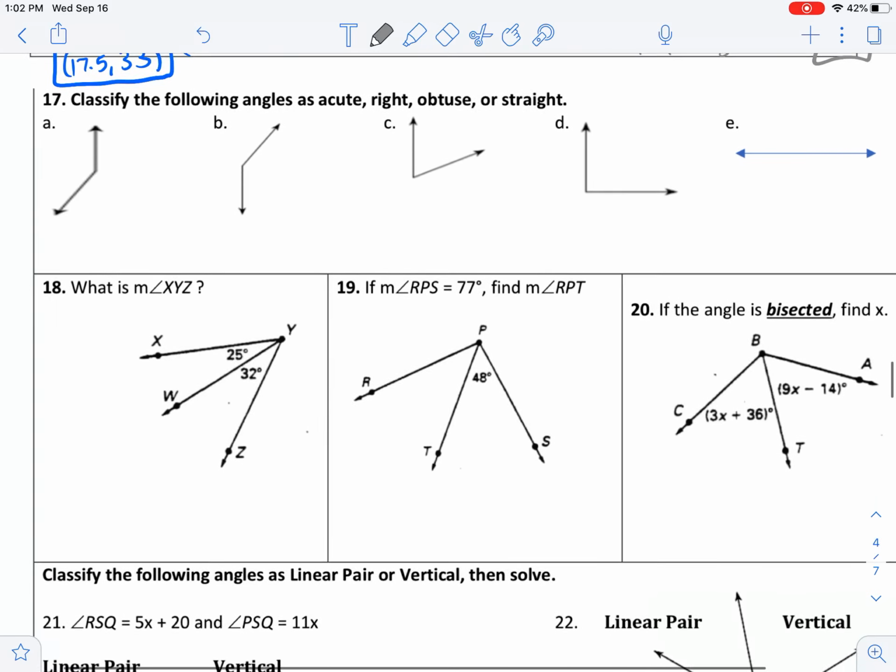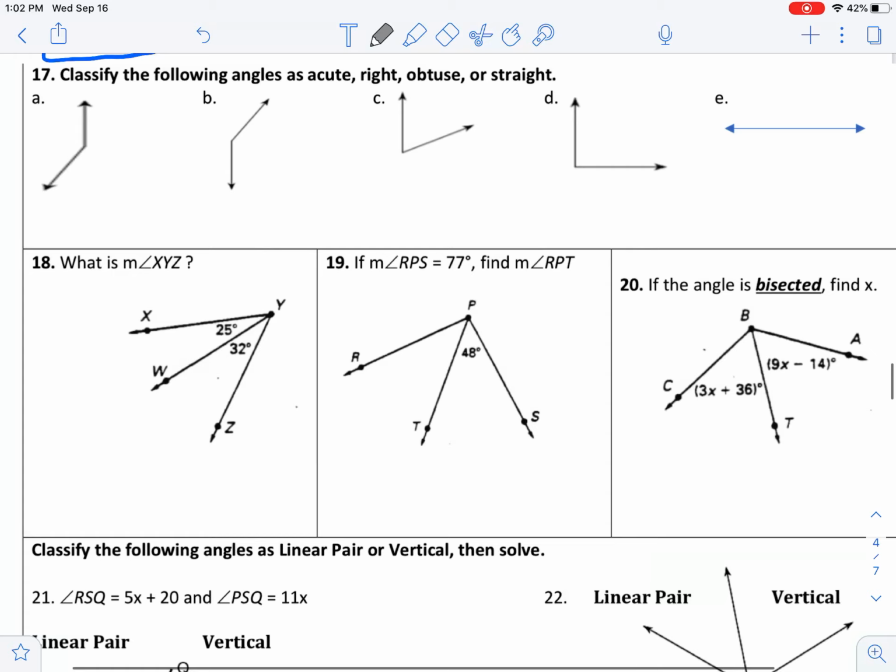All right, I'm going to give you some time for 17. Just pause the video and then unpause it when you're ready. Check your answers. So I've got obtuse, acute, right angle, and a straight angle. Straight line, straight angle, 180 degrees.